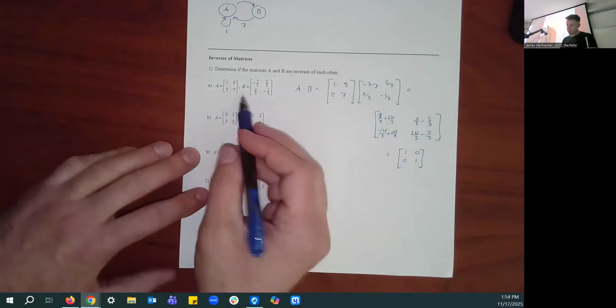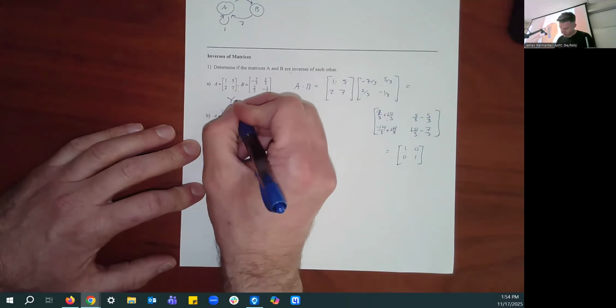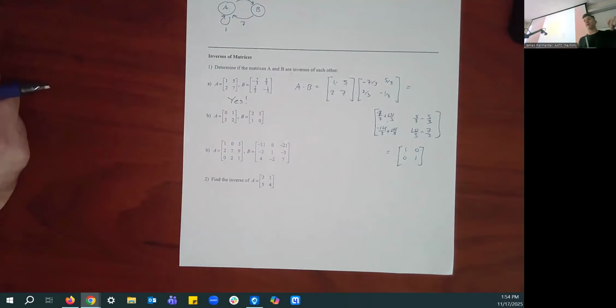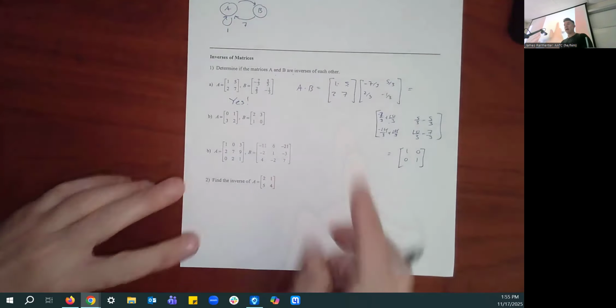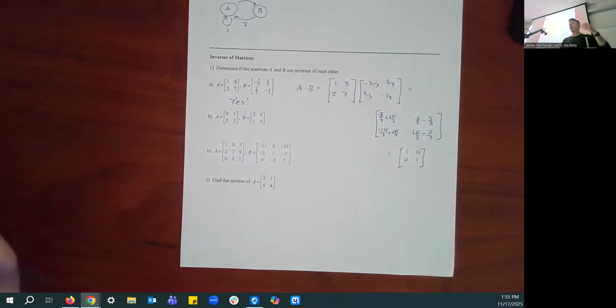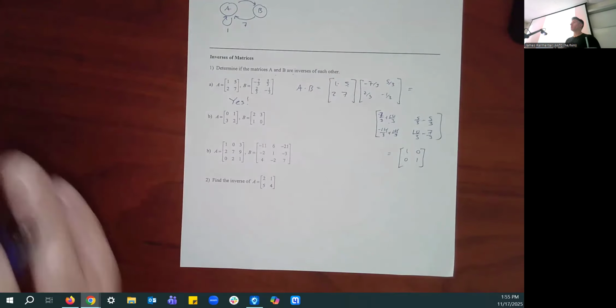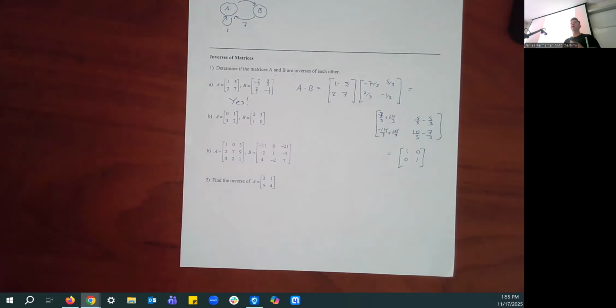So A and B are inverses of each other because when you multiply them together, you get the identity. And atypically, when matrices are inverses of each other, it doesn't matter which order you multiply them in. So I could have done A times B. I also could have done B times A, and I would, in this case, get the same result. That's really not generally true, but it is true if matrices are inverses of each other.